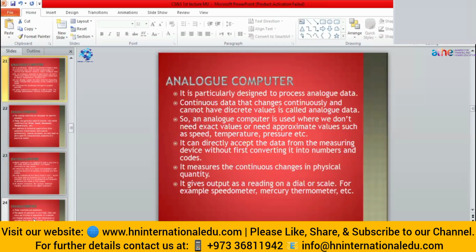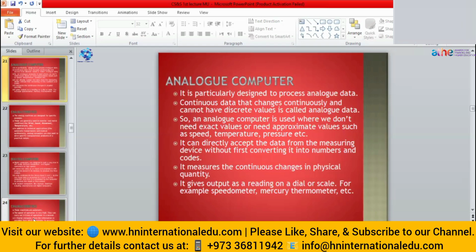Analog computers are used in a different environment, where we have to provide continuous data, like voltage and temperature. These are continuous values, and we have to measure these values. For that purpose, we have to use analog computers. So continuous values can be entered by using analog computers.